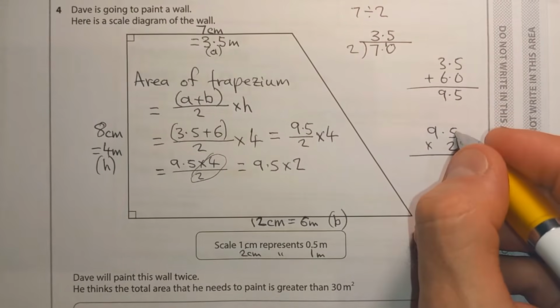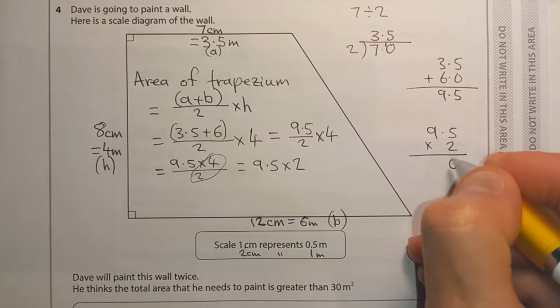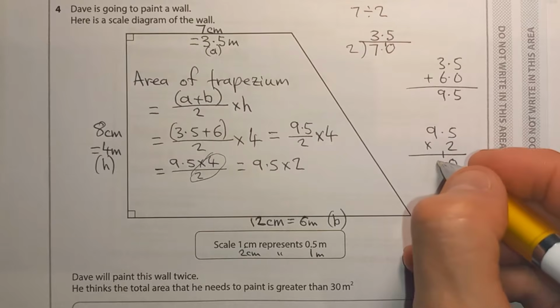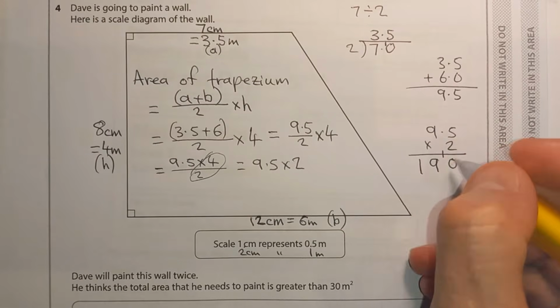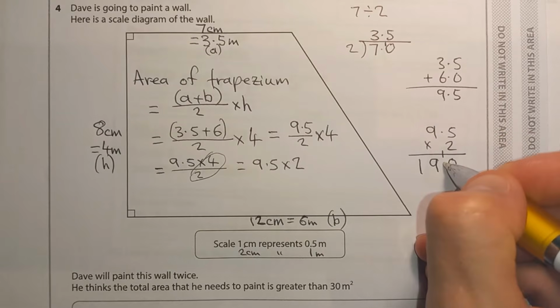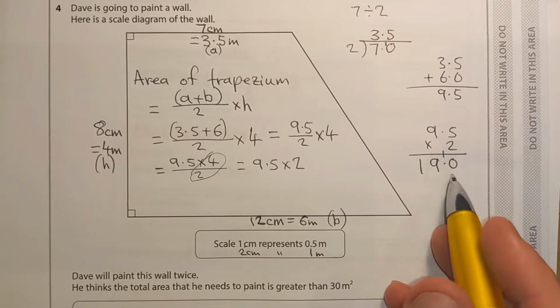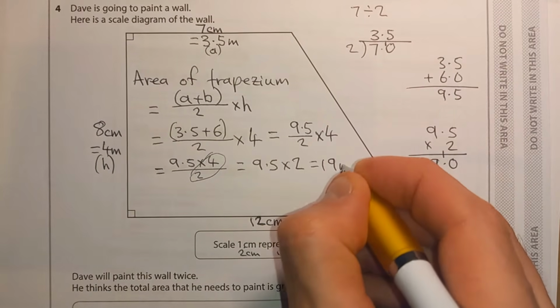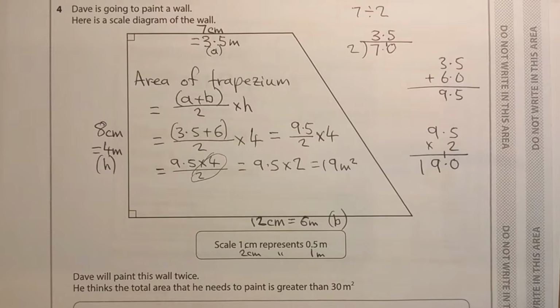So 2 times 5 is 10. 0 carry the 1. 2 times 9 is 18. Add the 1 is 19. And I had put the decimal point in, but if you think we've got 1 decimal point, so we're going to bring it back in there. So we're going to have 19, so that's going to be 19 metres squared.